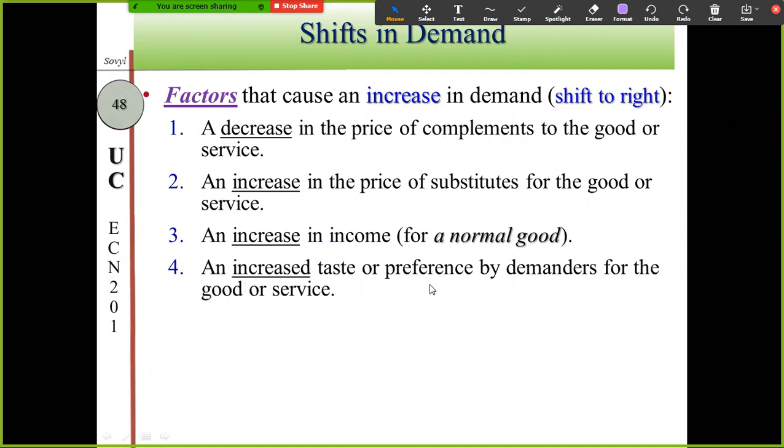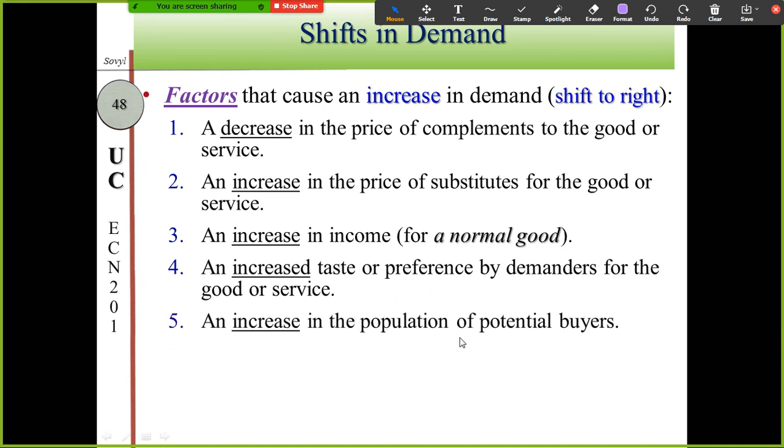Increase in taste of preference by demanders for the good. Taste of preference: what menu you like, the way that you like. Before you don't like this product, but now you feel that you like it more. That's why you buy more. Price stays the same, but you buy more. That's why your demand moves to the right. Increase the number of potential buyers, the population of potential buyers. Before, fewer buyers, they buy less, but now many buyers are coming, they buy more. When they buy more, demand moves to the right hand side.